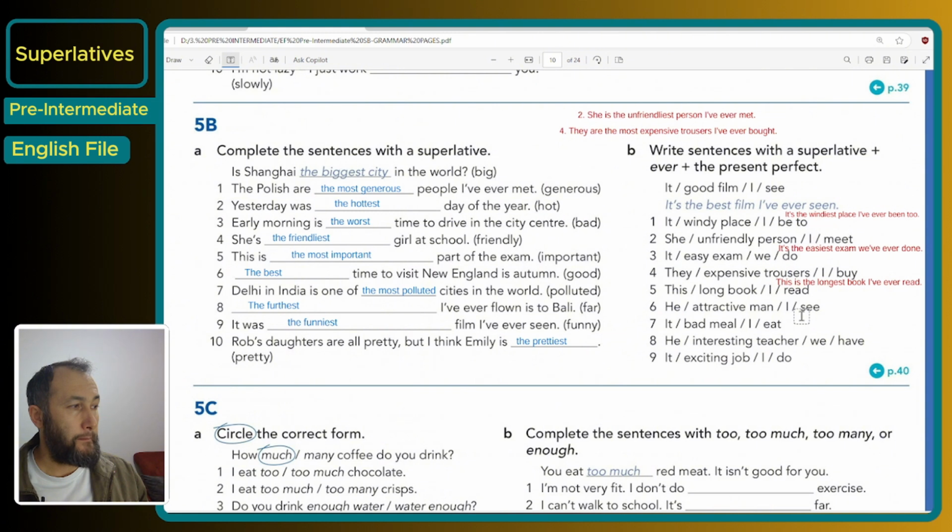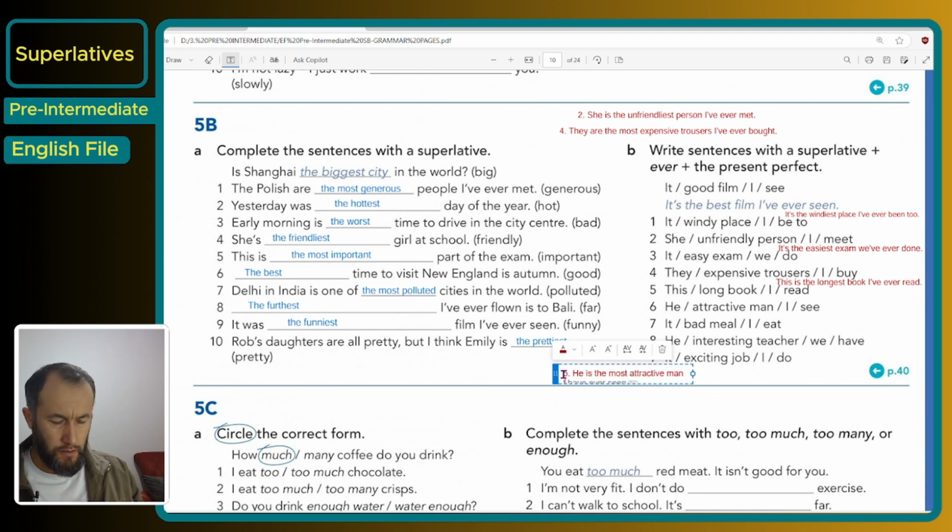Number 6, he attractive man I see. So he is the most attractive man. So we can stick 5 here. He is the most attractive man I've ever seen. You see, I've ever seen. That's it. Right. Number 6. Oh, sorry. This is number 6. So number 6 is done already.